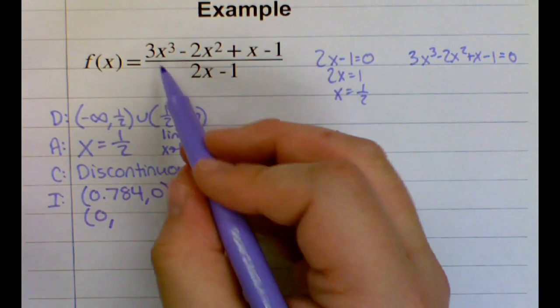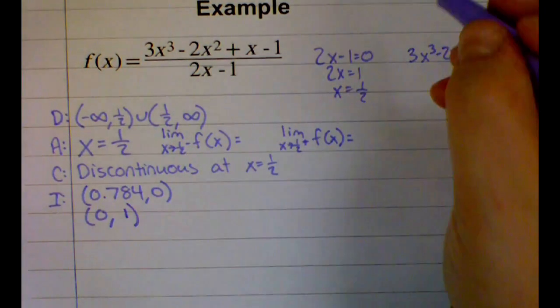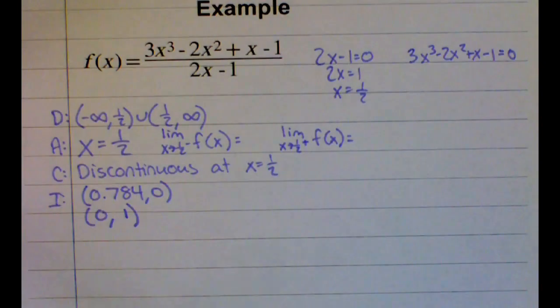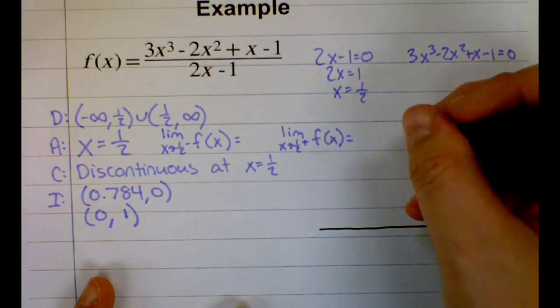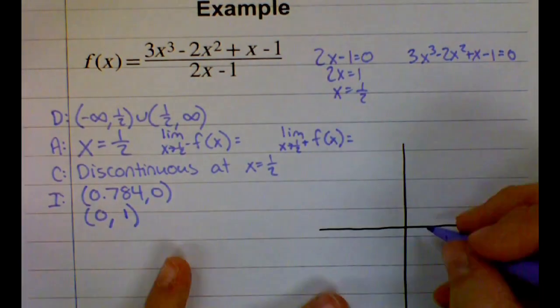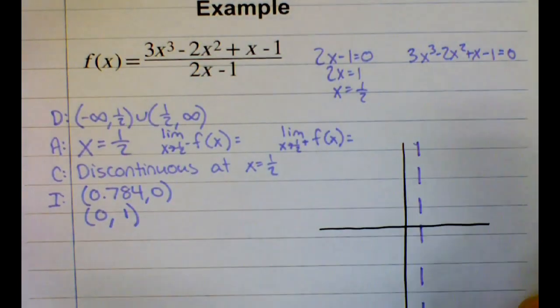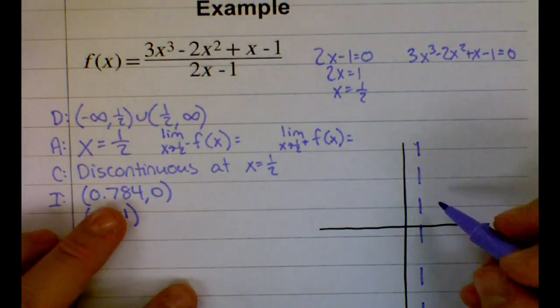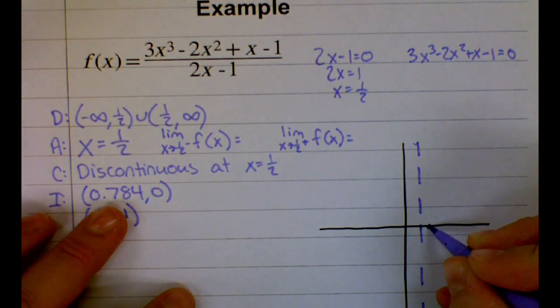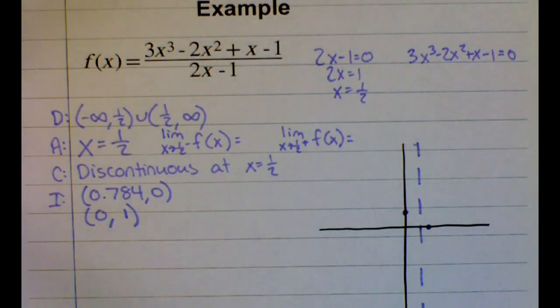Y-intercept is easier. Plug in 0 for x. I have -1 over -1. It's +1. All right. Intercepts. Extrema and end behavior, we've got to go to the graph for those. All right. Asymptotes, we only have a vertical asymptote at 1/2. We have an x-intercept at 0.78, which is like here. Y-intercept is 0, 1. Wonderful.